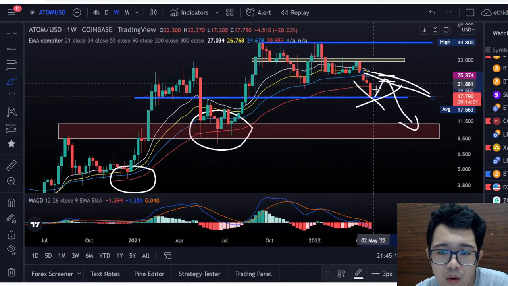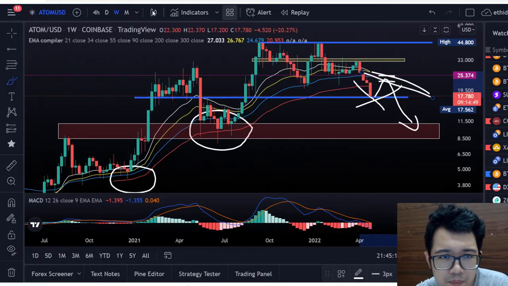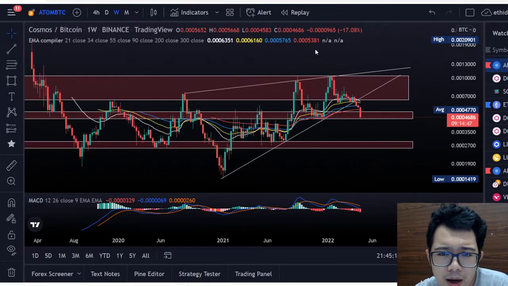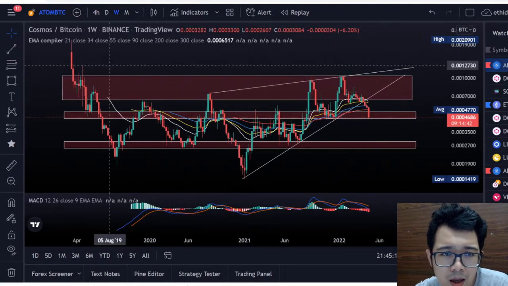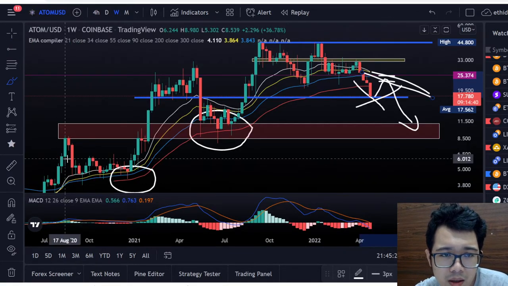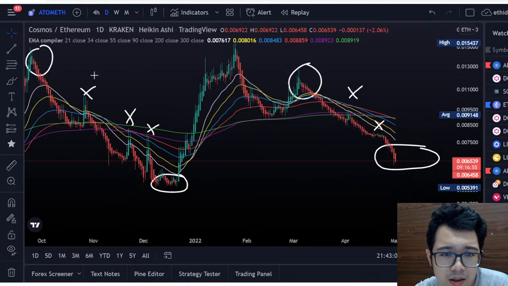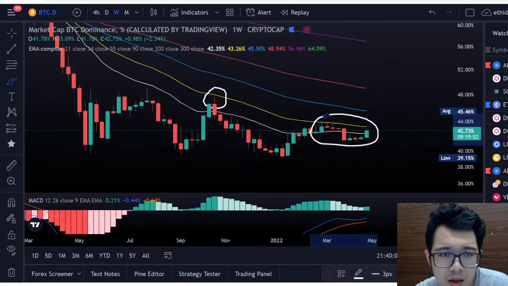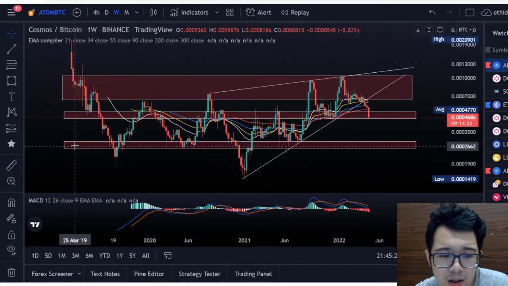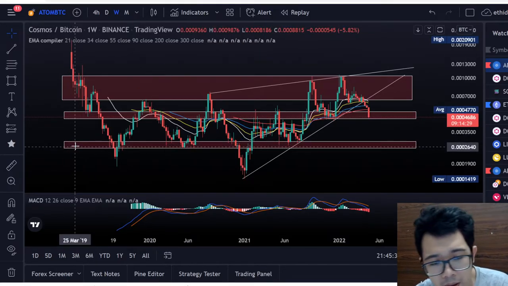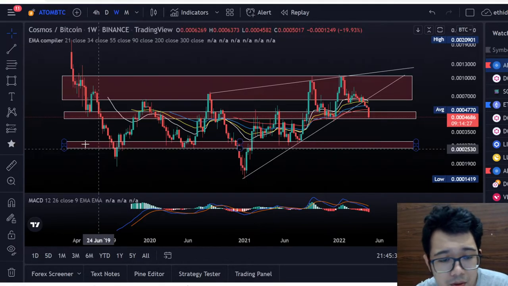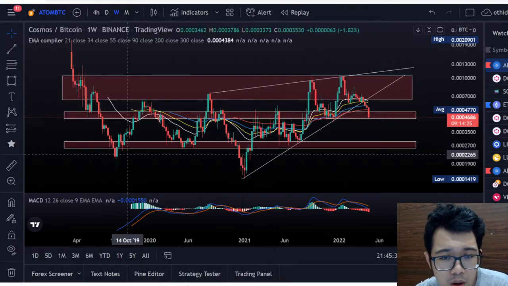But so far, we hold the line this way. And the next is about the Atom Bitcoin. Okay, the Atom Bitcoin also shows the same, but maybe you can find that the Atom against Ethereum is bleeding. But if you see the Atom against Bitcoin since the last two years, since April 2019, look, we just go in a big sideways.